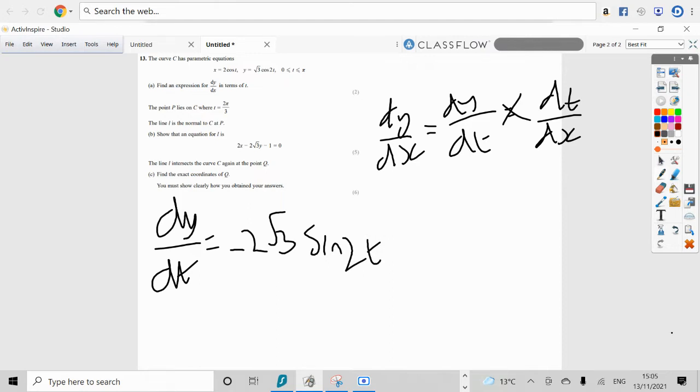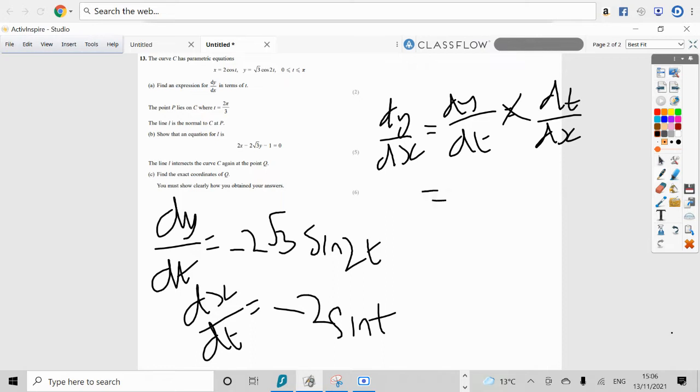Now dx by dt is the trickier one. Don't forget dx by dt is 1 over dt by dx, but we've got it in x equals something, so this should be very easy to differentiate. We get minus 2 sine of t, because there's nothing in front of the cosine t bit, is there? So that is dy by dt and dx by dt.